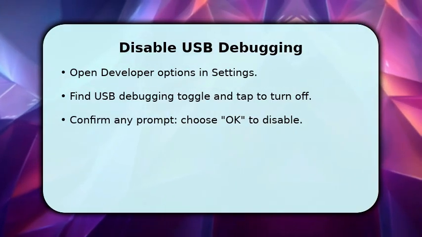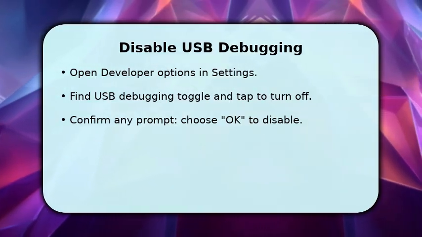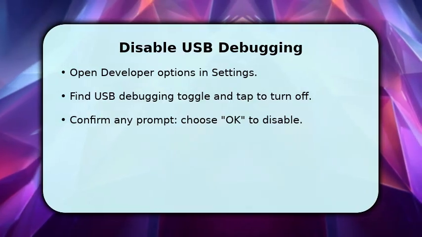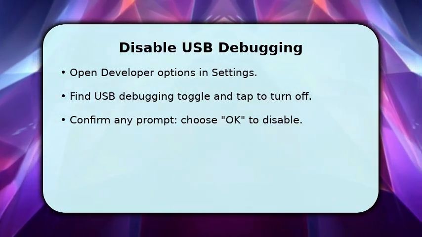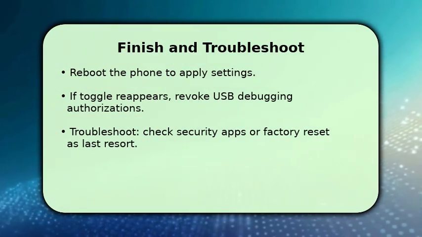Once you toggle it off, make sure the toggle shows off or gray if it re-enables. Check for apps requesting permissions or a persistent profile. You're almost done. Reboot the phone to fully apply the change setting and close any lingering ADB sessions.